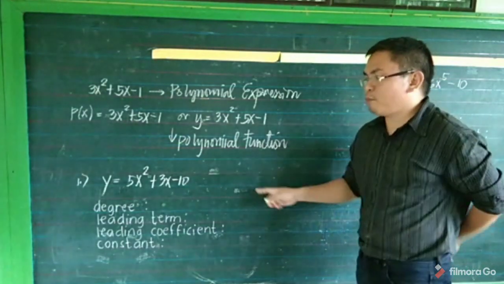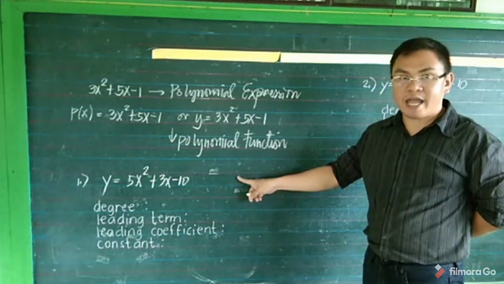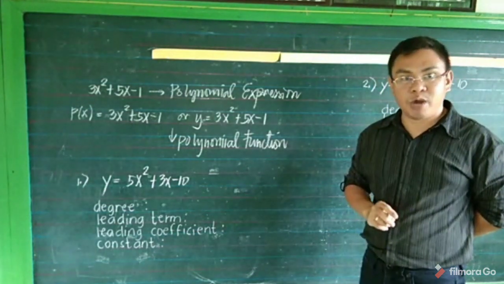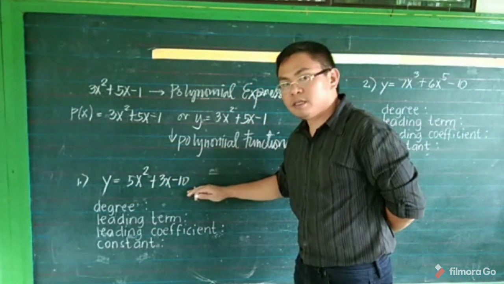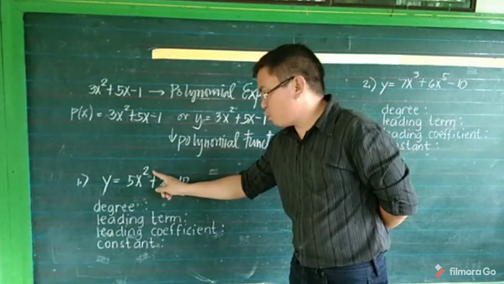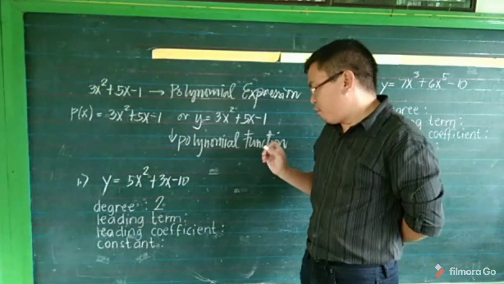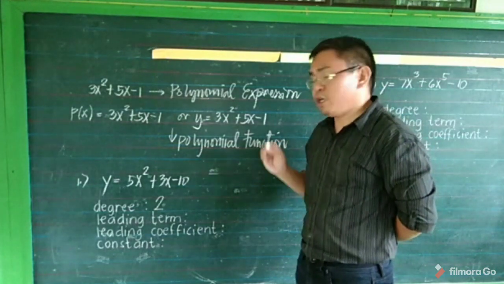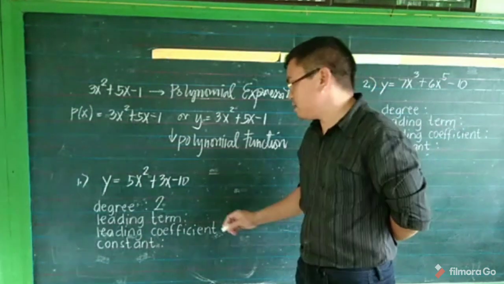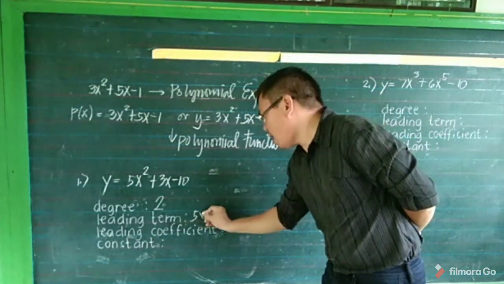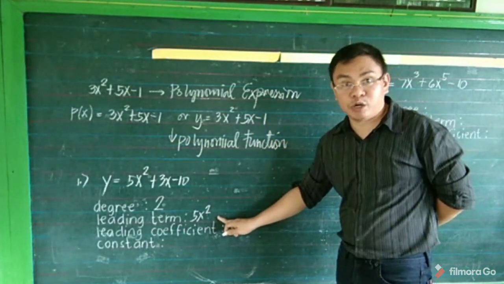Now let's have example number 1. y equals 5x squared plus 3x minus 10. What is the degree? So what is the highest exponent of our variable x? It is 2. So that is the degree of the polynomial. For the leading term, you're going to get the term that has the highest exponent, and that is 5x squared. You're going to get the whole thing, the entire term.